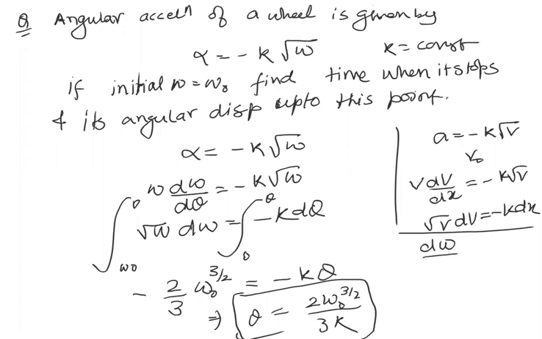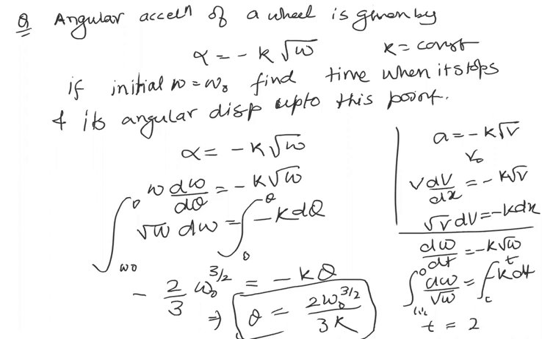d omega by dt is equal to minus k root omega. टी नहीं आना चाहिए ना आंसर में. टी तो निकालना है ना. तो ये हो जाएगा d omega by root omega is equal to minus k dt. इसको इंटीग्रेट करेंगे, 0 to t, omega naught to 0. So t will come out to be 2 root omega naught by k.